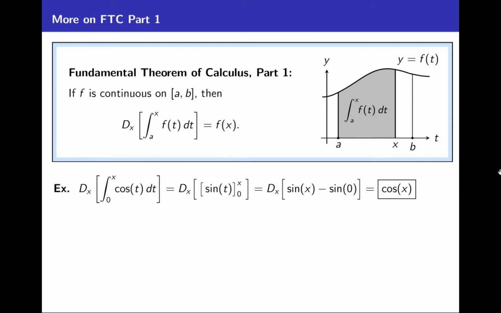And one of our derivative formulas says that's cosine of x. So we got this answer in two ways. First of all, using the Fundamental Theorem of Calculus Part 1. We got it in one step. But then alternately, we used Fundamental Theorem of Calculus Part 2 to actually work out this definite integral and then take its derivative.